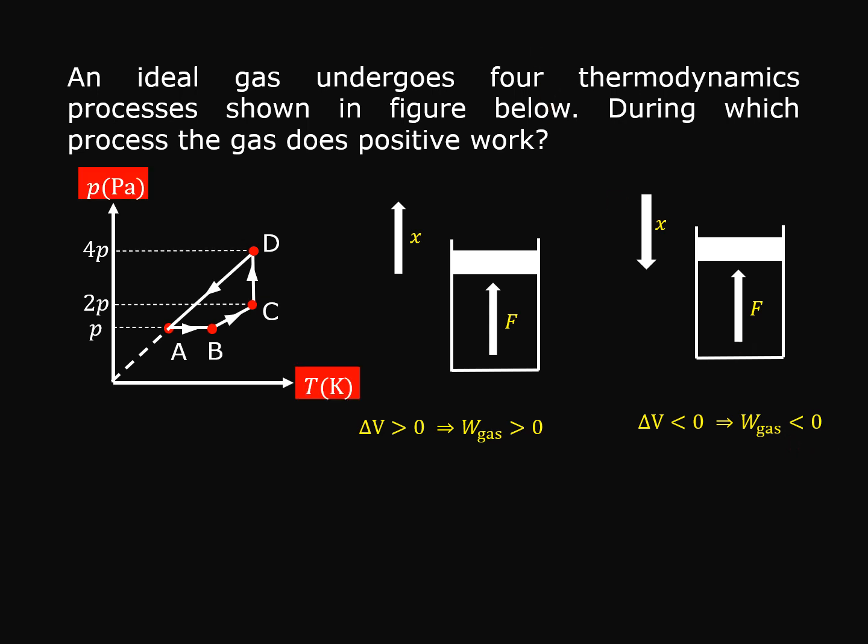So to know the sign of the work done for the four thermodynamic processes shown in this diagram, we need to know how the volume of the gas changes, whether the gas expands, compresses, or remains the same. If it remains the same, the work done by the gas is equal to 0. But the problem is that we cannot get the information about the change of volume directly from the graph of P versus T. P is the pressure of the gas in Pascal, and T is the temperature of the gas in Kelvin.